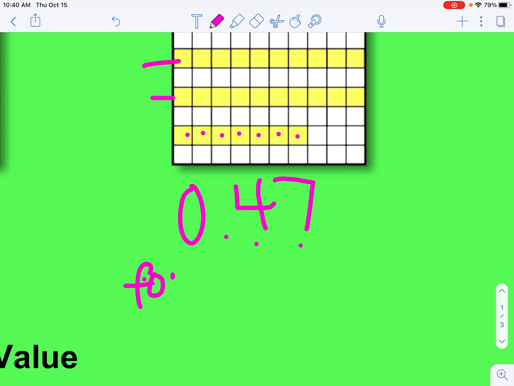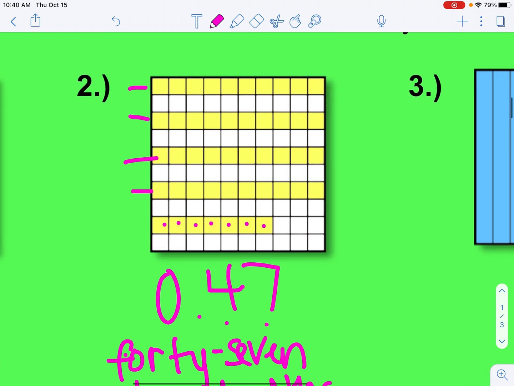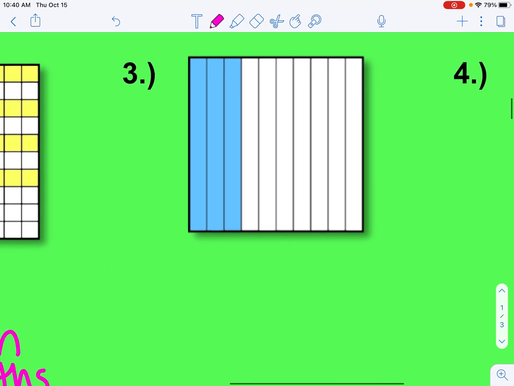Oops, that was a silly F. I spelled 40 wrong. I'm sorry, there's no U. 47 hundredths. And we know it's in the hundredths because our picture up here is split into 100 boxes.